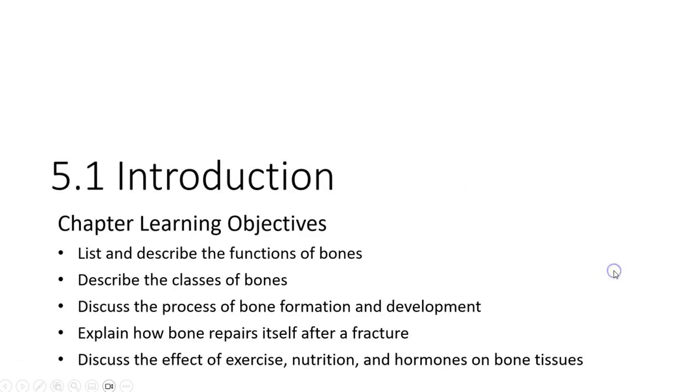All right. So, chapter 5, we are going to look at the functions of bones. We're going to learn how bones are classified, so we have different types of bones in the body. We are going to talk about how bone is formed and how it develops over time, how it repairs itself after an injury, a fracture, and then we are going to briefly look at the effect of exercise, nutrition, and hormones on bone tissues, because those are really, really big components.